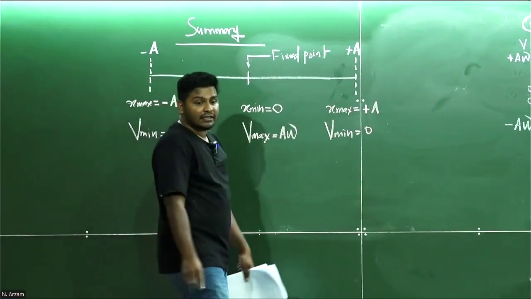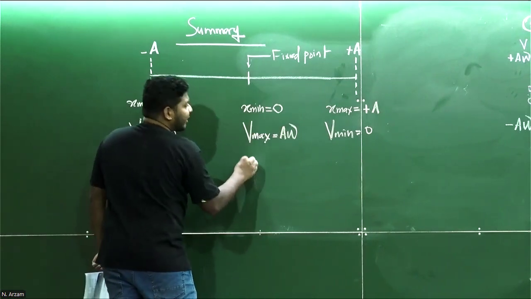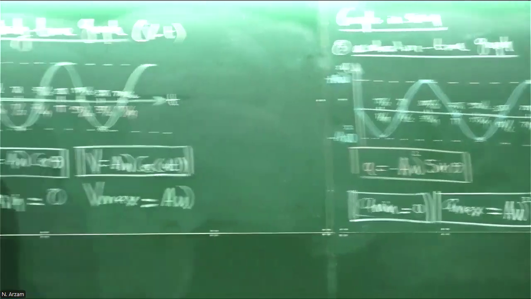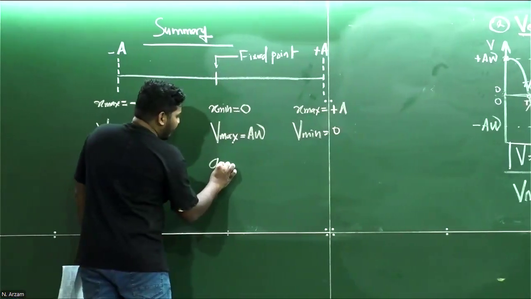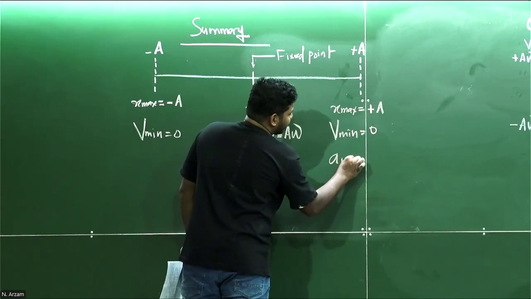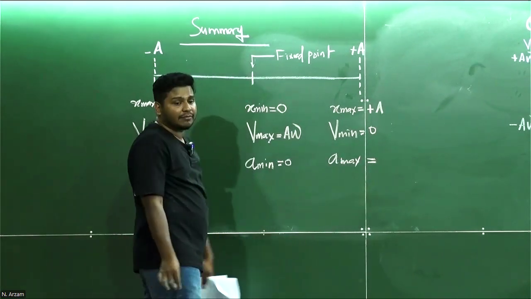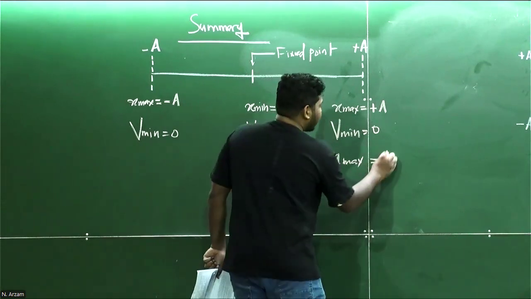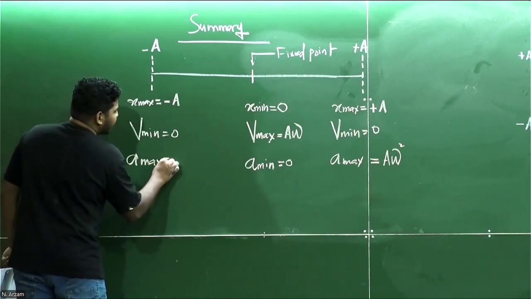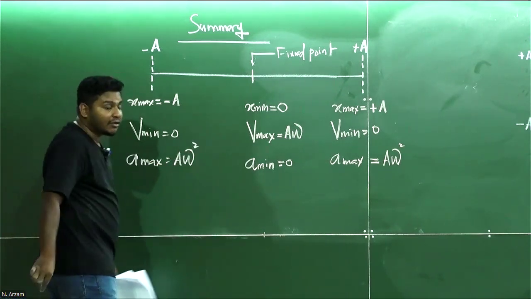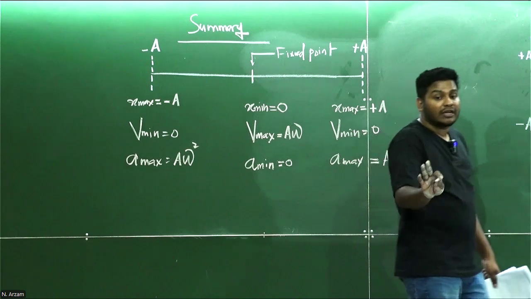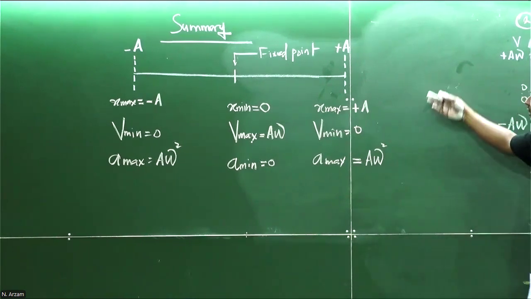What about the acceleration, guys? At the fixed point, acceleration is 0, right? So A minimum is equal to 0. What about the A maximum value? A omega square. Here also A maximum is A omega square. Again, I'm telling you, for these V maximum and A maximum, we are considering only the magnitude, not the directions. Don't confuse, okay? Right. So these are the summary.